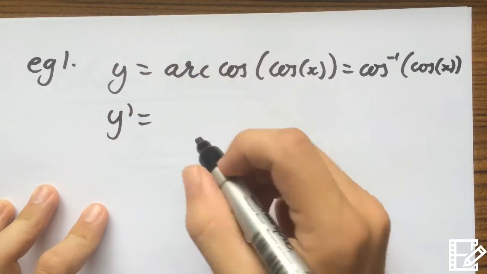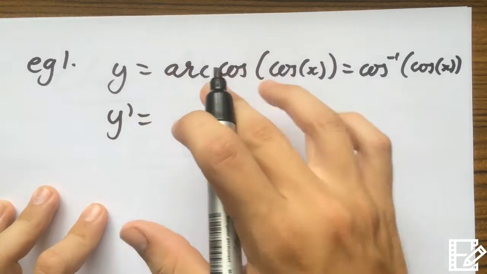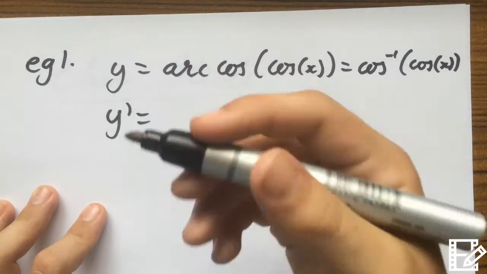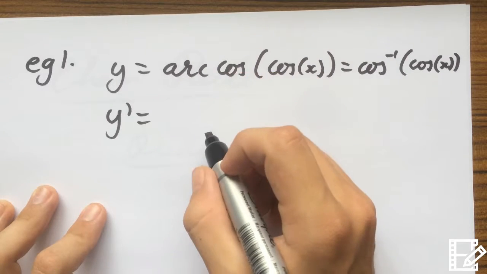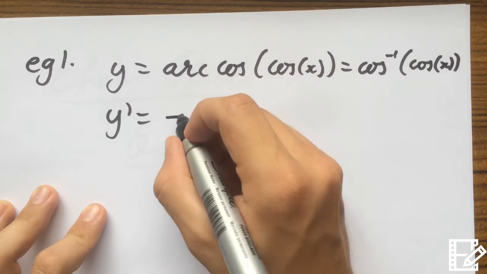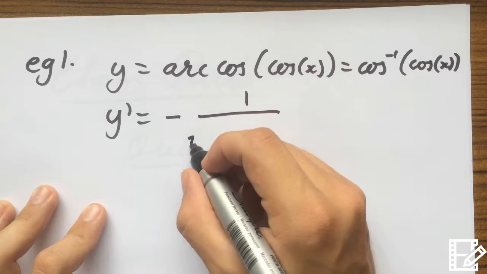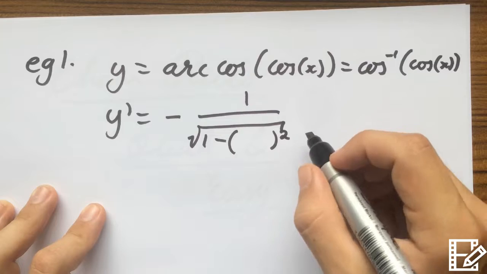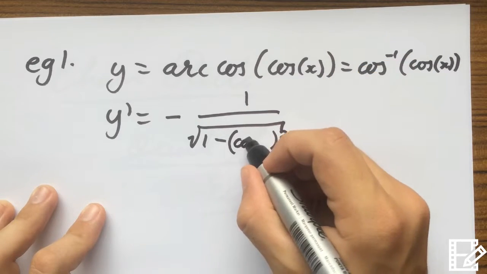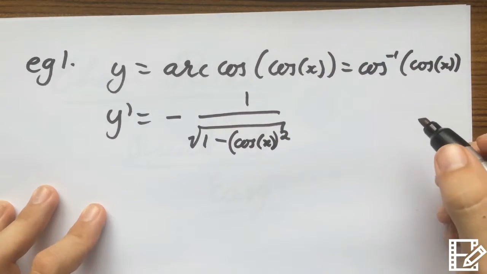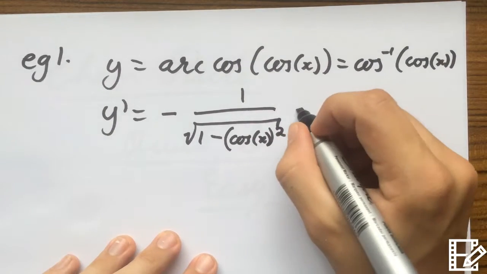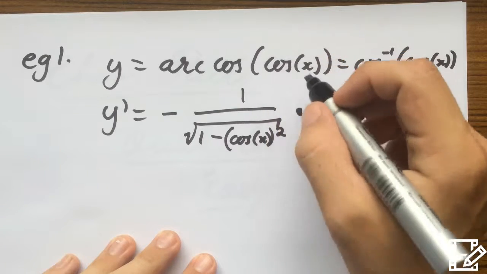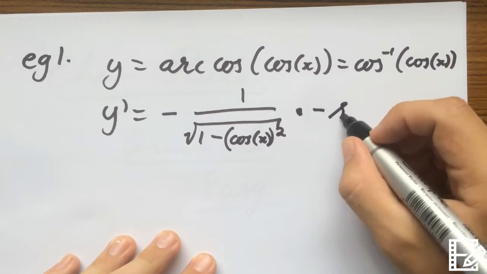So the derivative of the chain rule is you derive the outside, leave the inside the same, and then multiply this by the derivative of the inside. So the derivative of arc cos is -1 over the square root of 1 minus the variable squared. In this case the variable is cos x, so that's what we're going to put in. Then we multiply it by the derivative of the inside. The derivative of cos x is negative sin x.